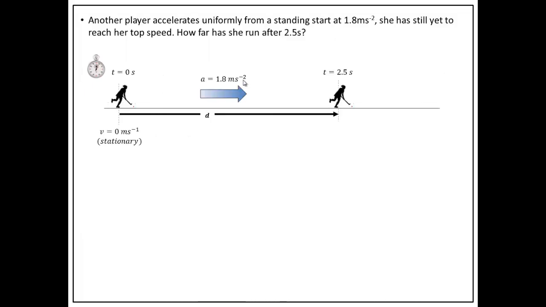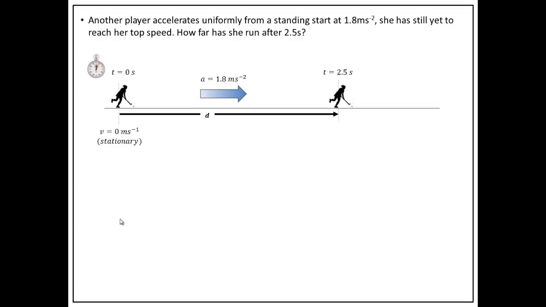Okay, so that brings us on to the last question in this video, and it wants us to calculate the distance travelled by a hockey player who accelerates uniformly at 1.8 meters per second squared from a standing start, and it wants to know the distance after 2.5 seconds. So I've drawn a diagram with this just to help show what this question is asking, and we can use a kinematic equation because it tells us that the acceleration is uniform. It doesn't change, it's constant.